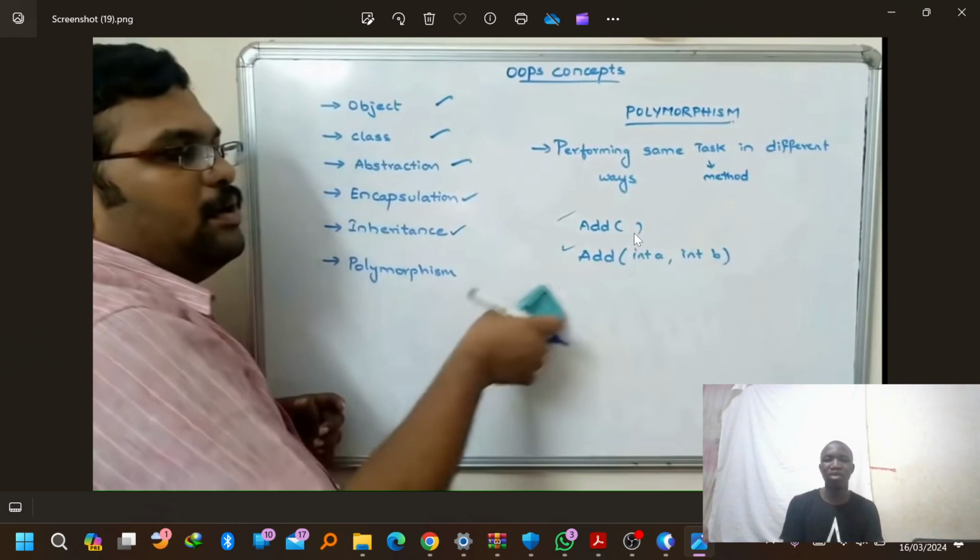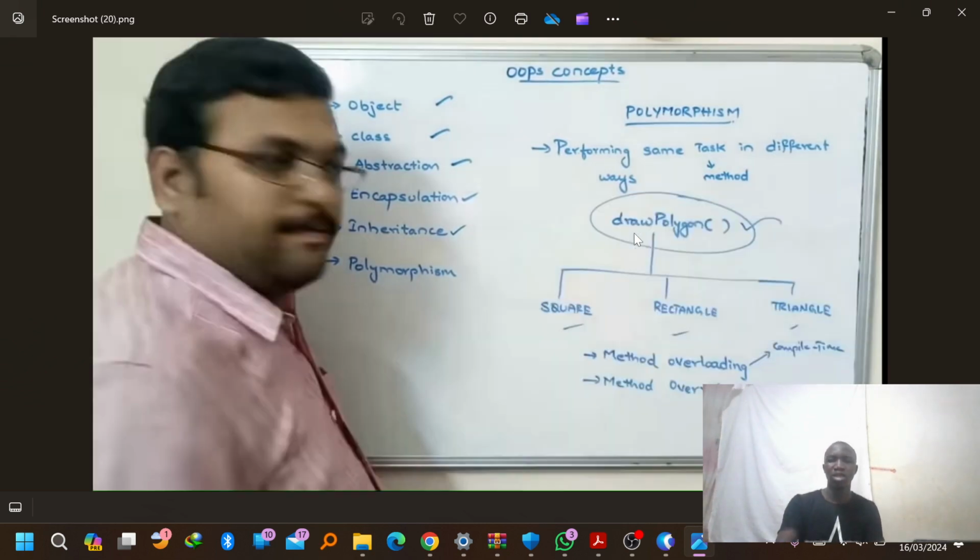So there we see that you are trying to perform the same task but in different ways, right? Then the other example that can explain it further is the draw polygon method. If you have a method called draw polygon, you can have the same method, but this time it is drawing a polygon which is a square, or a rectangle, or a triangle. Same method, but it is doing different things. Meaning we are performing the same method to achieve different things.